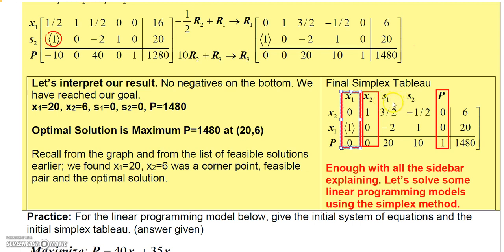And if S1 and S2 are non-basic, then those values are 0. And so we could just say they're going to make all the terms disappear. And you can easily see now, if you read across here, you get 1x2 equals 6, 1x1 equals 20, and p equals 1480. So the optimal solution would be p equals 1480 at the point (20, 6). So x1 is 20 and x2 equals 6. Now, if you wanted the s values, s1 is 0 and s2 is 0 because they're non-basic.